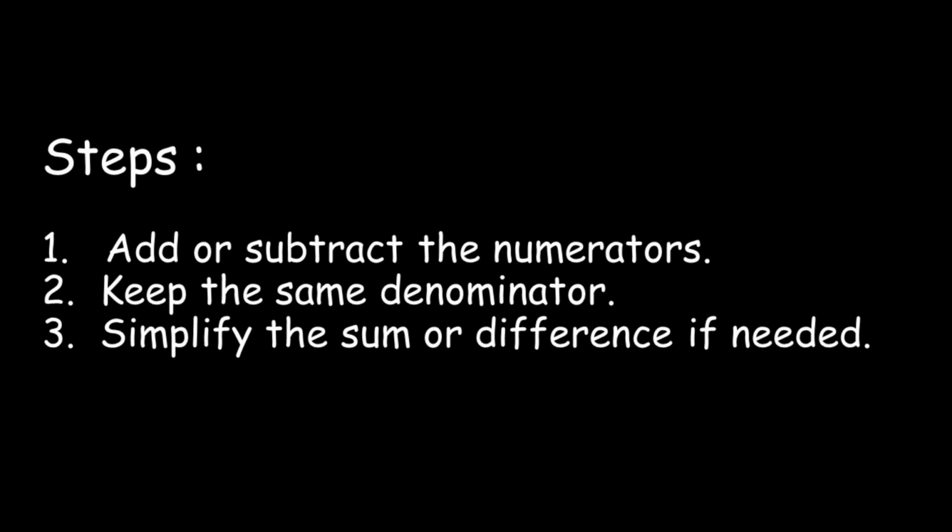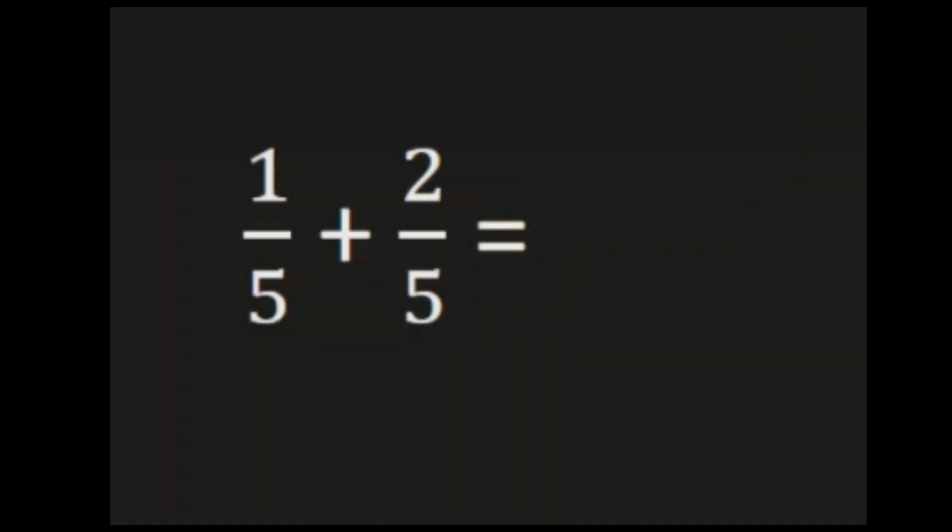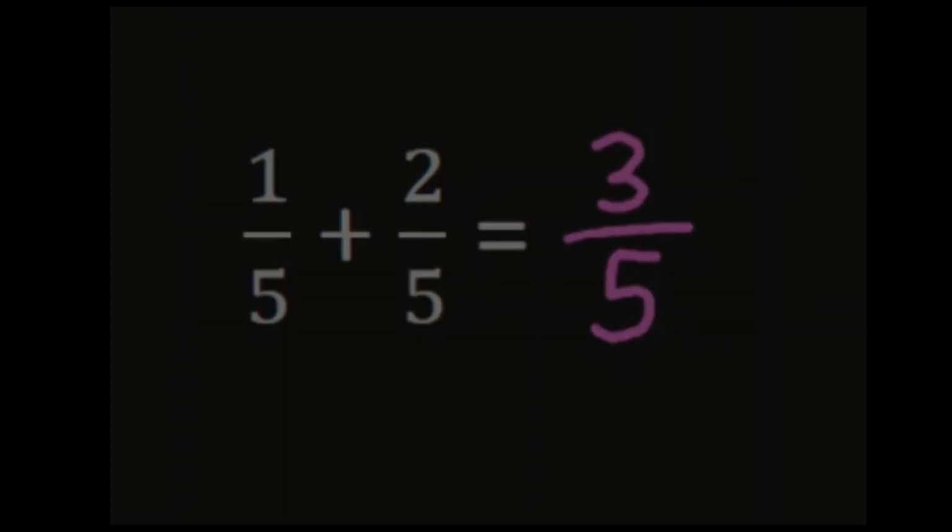So let's look at a few examples. Our first example, we have 1/5 plus 2/5. Our denominators are the same, so we're adding fractions with common denominators. And our steps were to add our numerators and keep the denominator the same. So our numerators of 1 and 2, 1 plus 2 is 3, and our denominator of 5 remains 5. And the last step was to simplify, and I can't simplify 3/5, so 1/5 plus 2/5 equals 3/5.